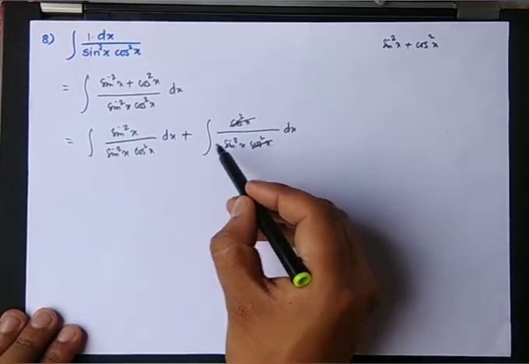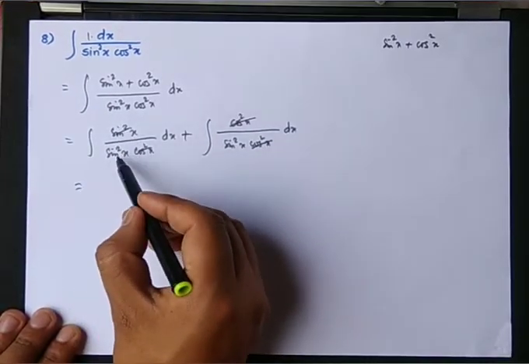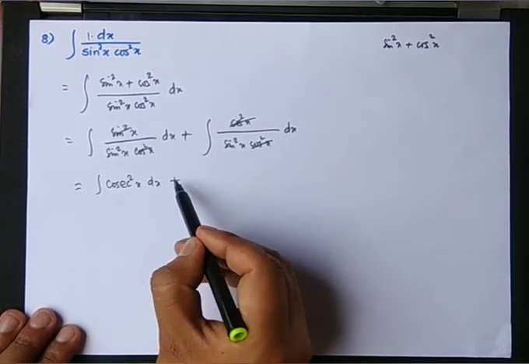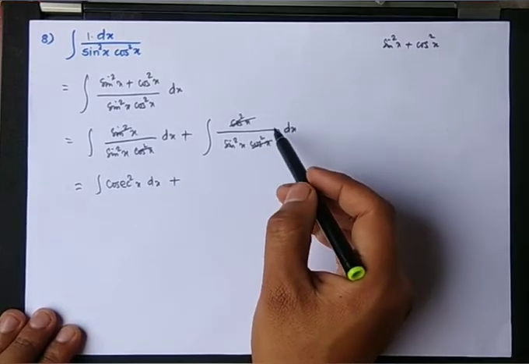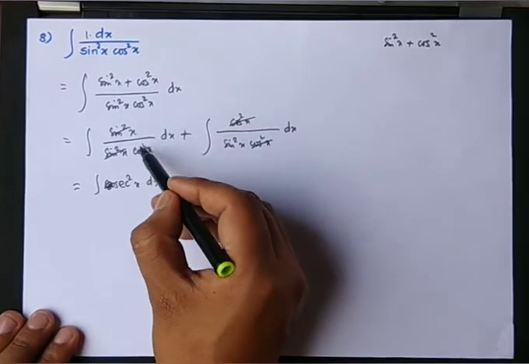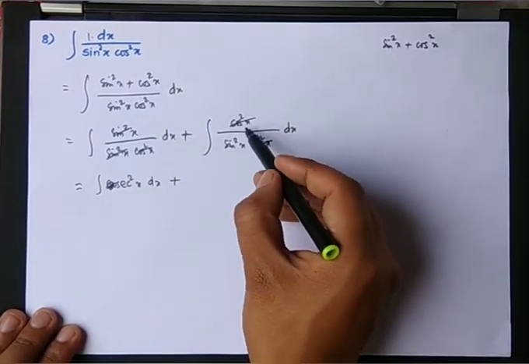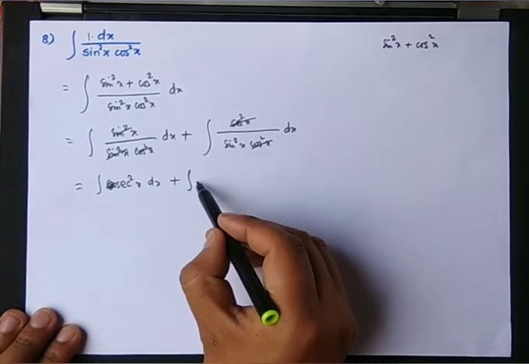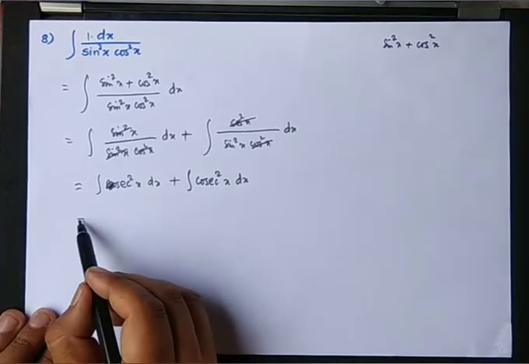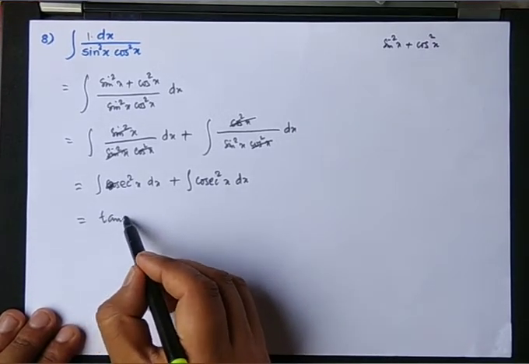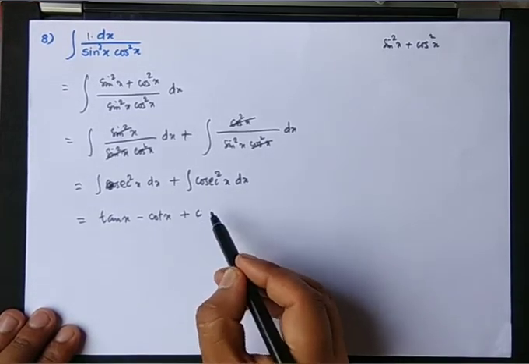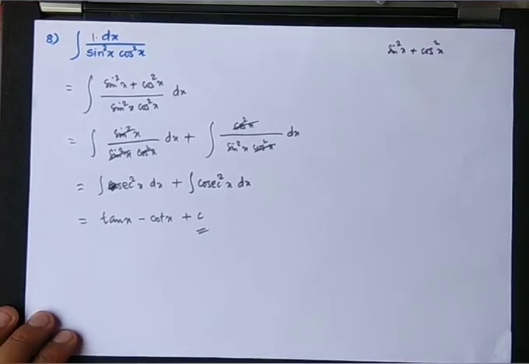So as usual these two get cancelled, so 1 by sine square x can be written as cosec square x dx plus, okay, I'm sorry, here sine square and sine square get cancelled, so this can be written as 1 by cos square x, which is sec square x, and here we have 1 by sine square x, which can be written as cosec square x dx. Fine. So the integral of sec square x is tan x, and the integral of cosec square x is minus cot x with constant of integration. Pause the video to note down.